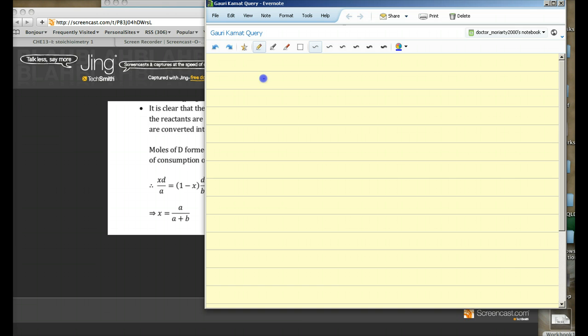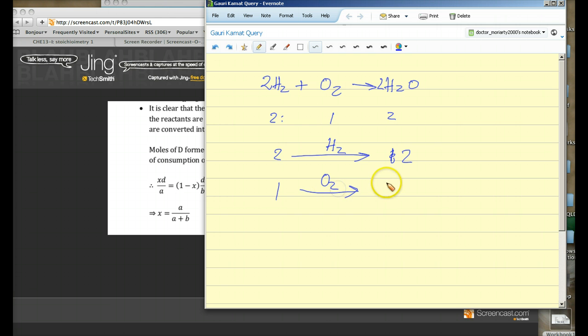Let's take this equation that you're very familiar with. 2H2 plus O2 gives you 2H2O. Yeah, so 2 moles of hydrogen combine with 1 mole of oxygen to give you 2 moles of water. Now let's forget about the oxygen for a second. What you would say is that 2 moles of hydrogen are giving you 2 moles of water. Now forget about the hydrogen, and what you would say is that 1 mole of O2 is giving you 2 moles of water.